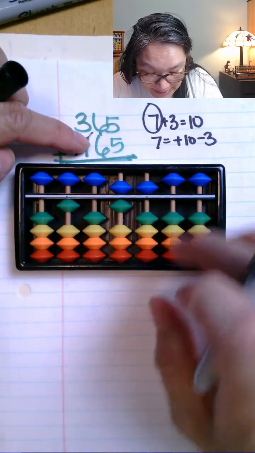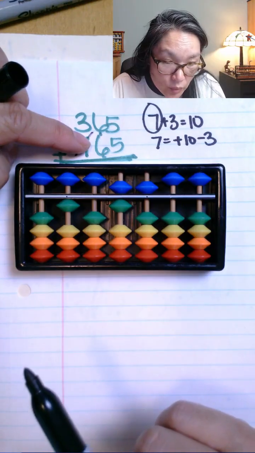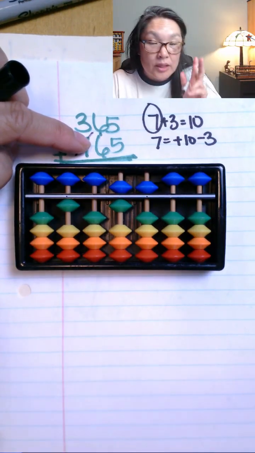Now we need to add the 6. Whoa, we need to add the 6. The 6 is going to be a little much. Why? Because now we're going to start talking about a two-step equation.